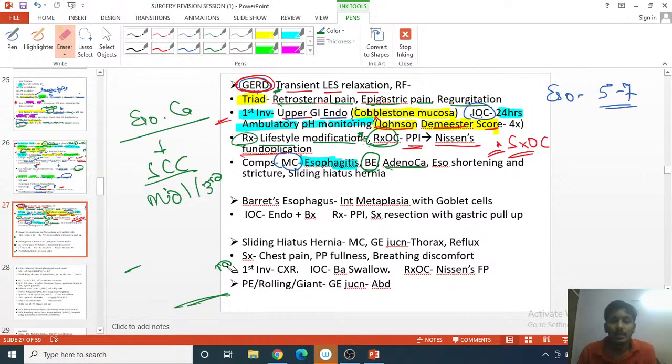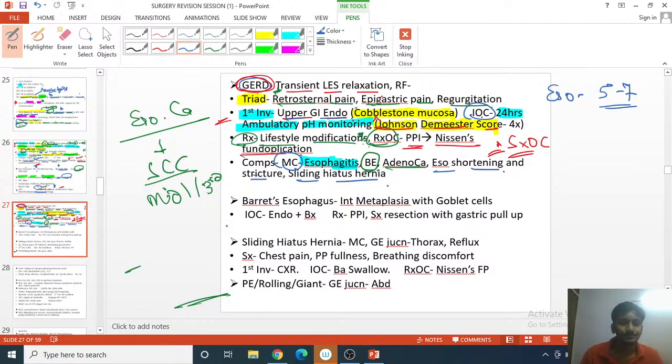Please remember. Then what happens after that? Over a long time, esophageal shortening and stricture will occur. Fibrosis will happen, and it would lead to stricture and shortening of the esophagus. And lastly, it can also lead to sliding hiatus hernia.